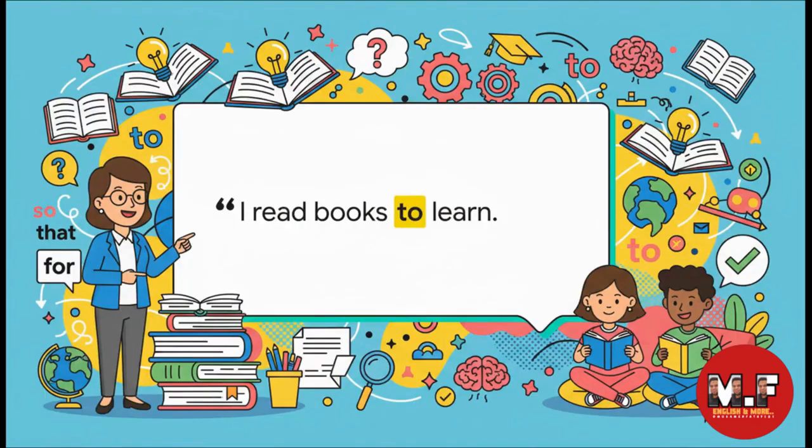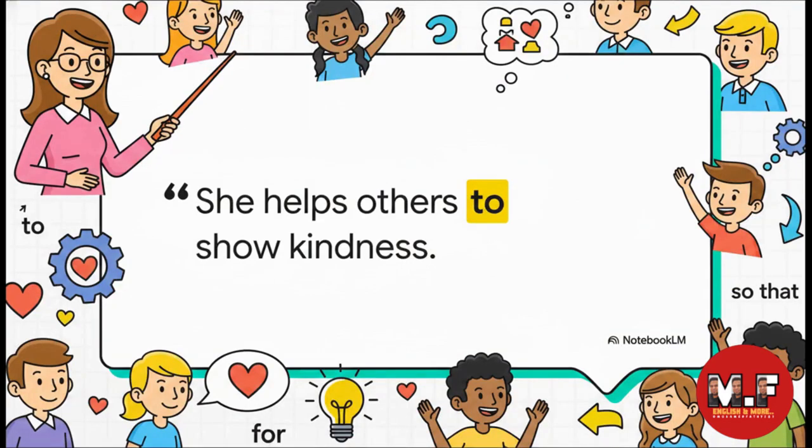Okay, let's break this one down. The action is read books. Why do I do it? Well, the purpose is to learn. You see that? We've connected one action, which is reading, to its purpose, which is another action, learning. This is a perfect example. What's her action? She helps others. And what's her purpose? Her reason? To show kindness. The verb show gives us the reason for the verb helps. It's an action explaining an action.